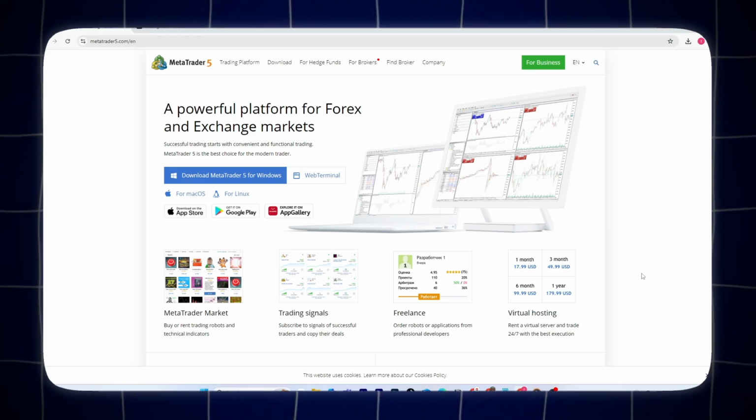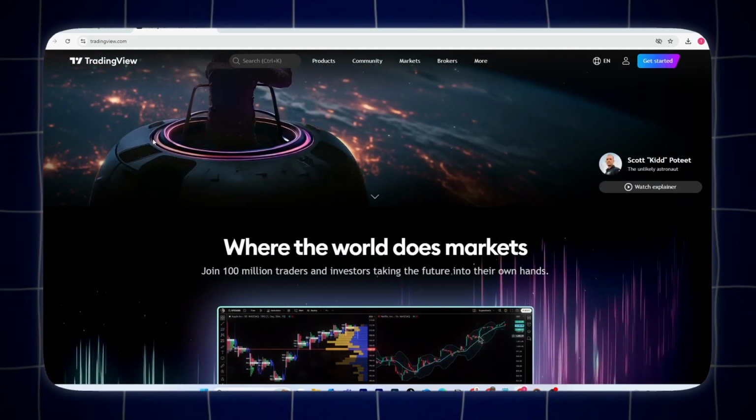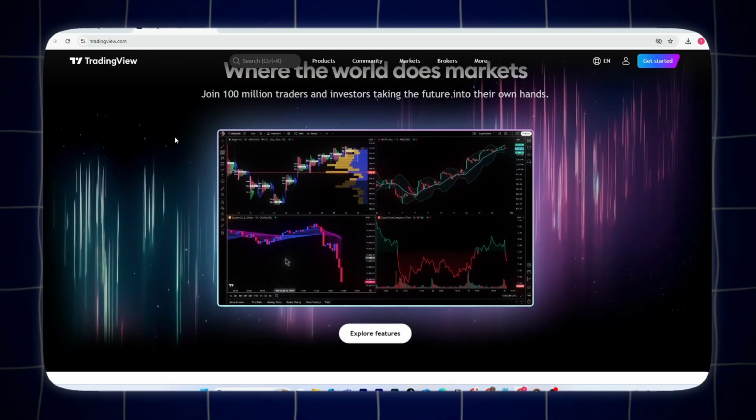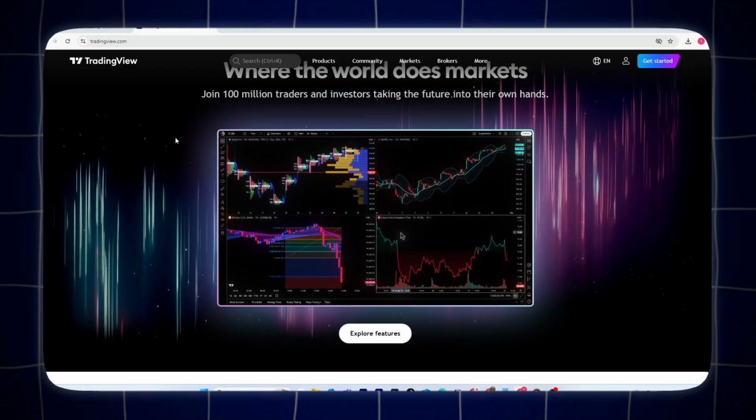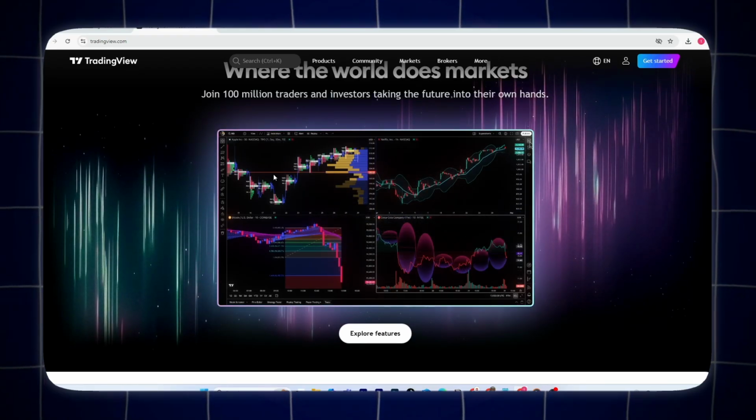What's up, guys? Today we're putting MetaTrader 5 and TradingView head-to-head. I've been using both for a while, and honestly, they serve very different purposes. Depending on the way you trade, one platform can make your life a whole lot easier. So let's break it down.